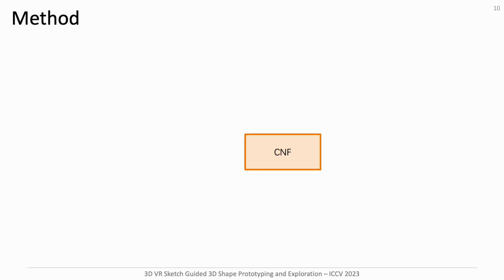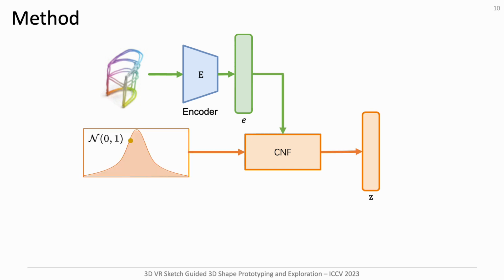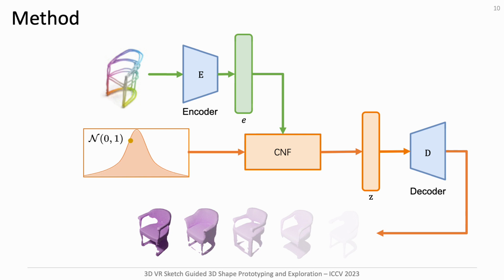To achieve these goals, we train a conditional normalizing flow, referred to as CNF, in the latent space. During the inference phase, the encoder maps the input sketch to an embedding denoted as E. Then, we sample a random noise from unit Gaussian distribution and feed it into the CNF, conditioned on embedding E, which yields a shape embedding Z. The decoder then decodes the embedding Z to the ultimate shapes.